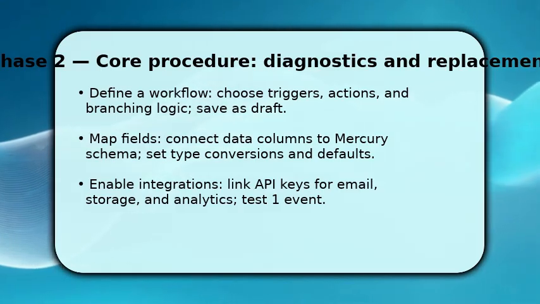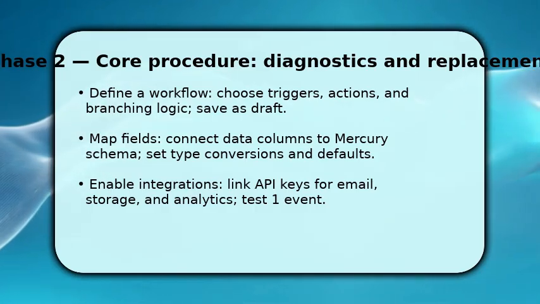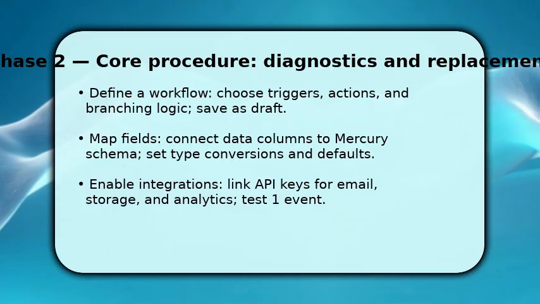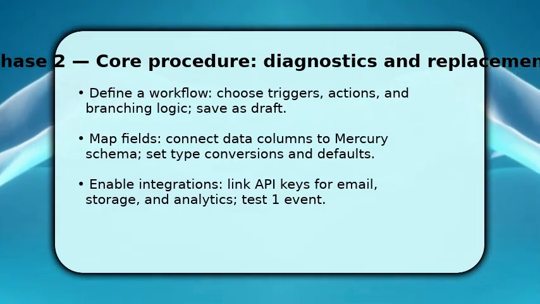prevent errors. Once mappings are set, enable integrations by entering API keys for email, storage, and analytics. Run one test event to verify end-to-end behavior. This middle stage turns a skeleton pipeline into a functioning process.